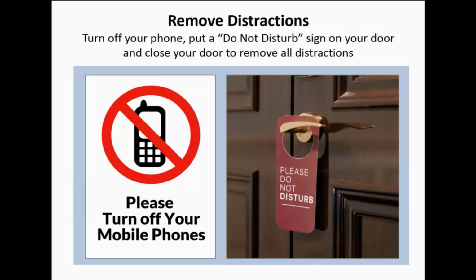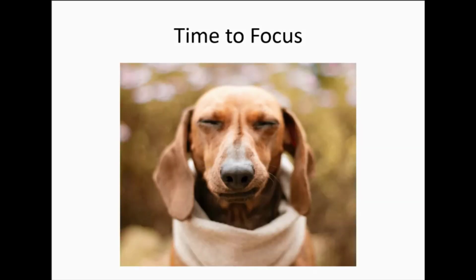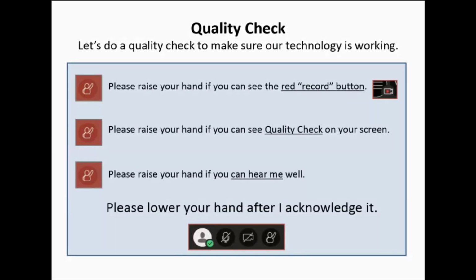So let's remove all our distractions. Make sure that your phone is off. Make sure that your door is closed and locked, and you have a please do not disturb sign on it. And let's just take a second to rid ourselves of anything that might be distracting us. So we want to make sure that everybody is able to benefit from this class.